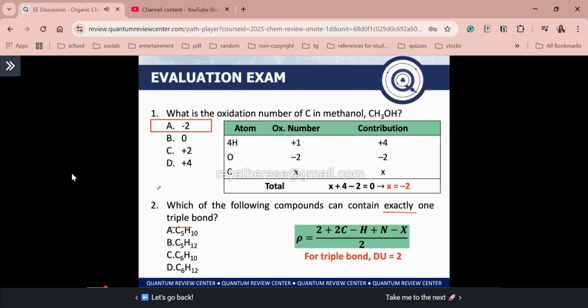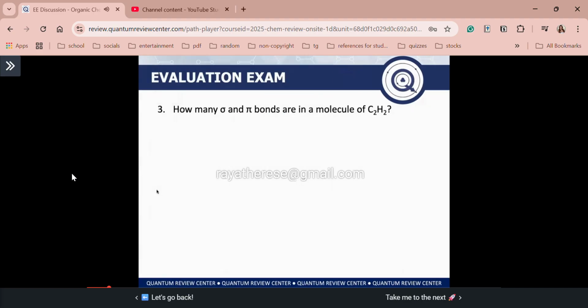If you're going to compute the degree of unsaturation of our 4 choices, class, the answer here will be letter C, C6H10. And actually, this one follows the general formula for alkynes. Kung memorize or familiar na kayo with the general formula ng alkynes, this is just a pretty straightforward question. So for number 2, answer is letter C, C6H10 is actually an alkyne. I hope it's clear. So now proceed na tayo with our next item, number 3.